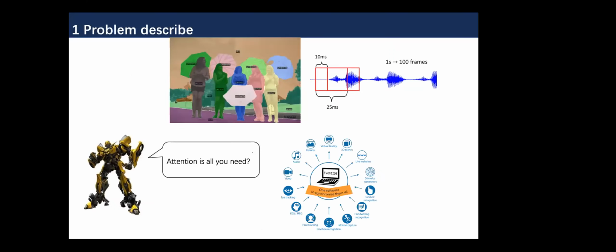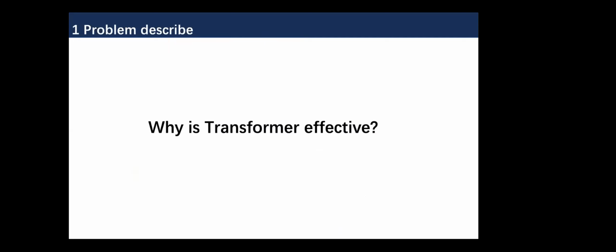Okay, let's begin. So the first thing I want to talk to you about is the problem description. Through the papers that we've been working on in this course, it is not difficult to see that transformers have not only been used for the basic task of natural language processing, but also had a huge impact in the fields of computer vision, speech signal processing, multimodal text and so on. And is attention all you need? We have this kind of problem.